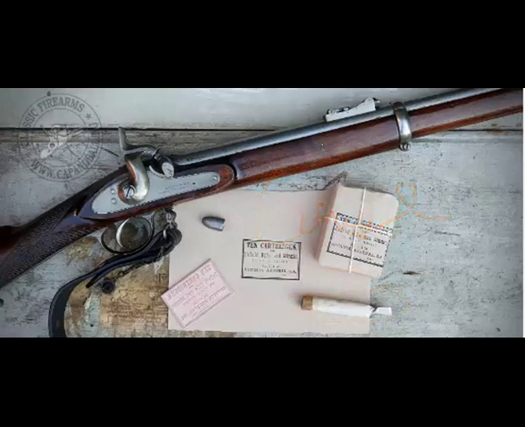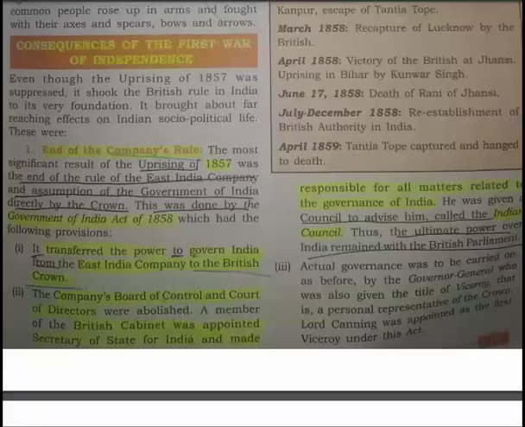So let's go back to our textbook, where we're going to go through the consequences of the first war of independence. Yeah, 3, 2, 1. With a snap we are here. So, consequences of the first war of independence: the end of the company's rule.